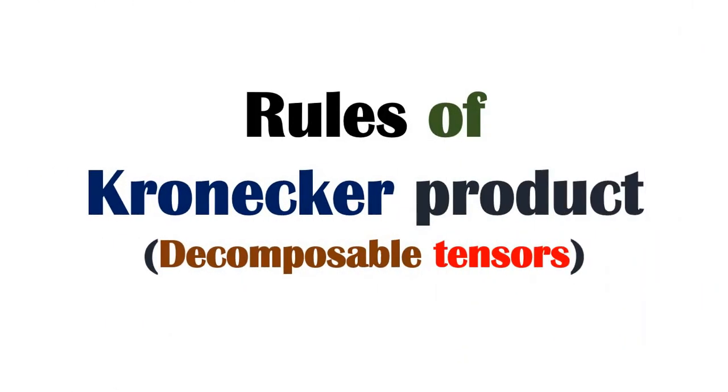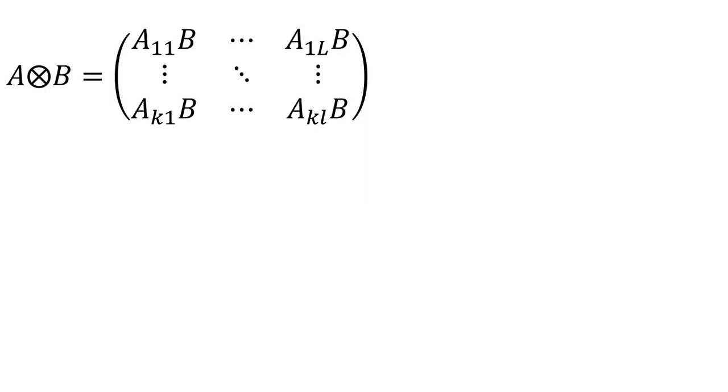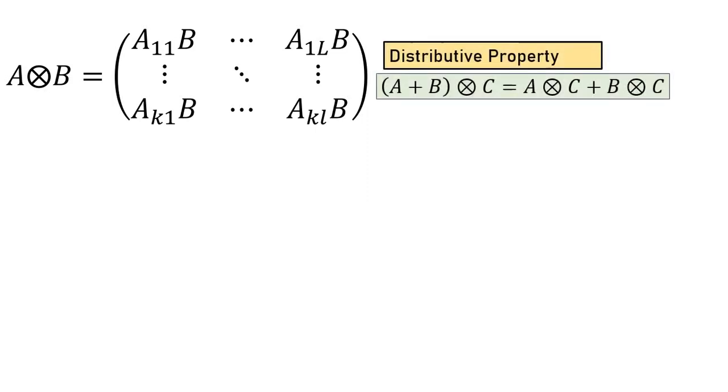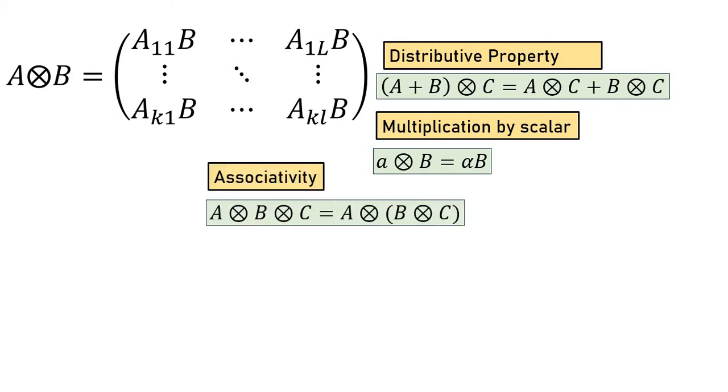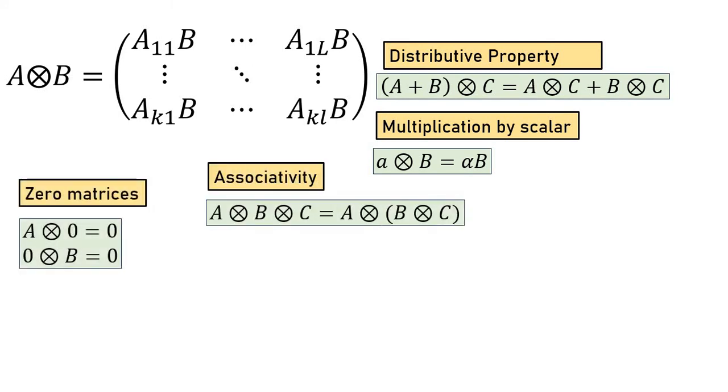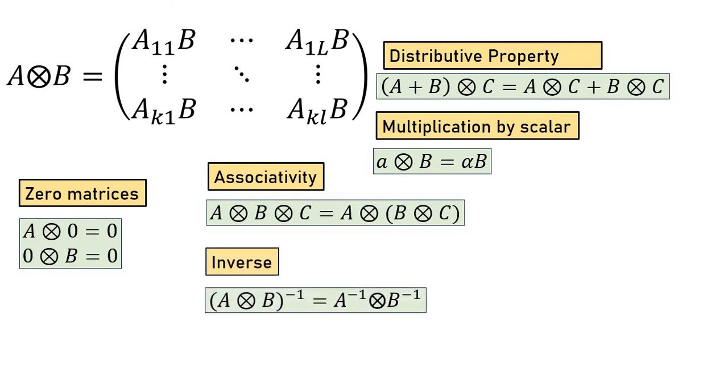Right? So just before we wrap up, quick rules on the Kronecker product or the decomposable tensors. If we take a block matrix like this, then the distributive property follows, which I don't need to explain. If we take alpha as the scalar which we have taken earlier, then the multiplication of scalar rule follows, the associativity rule follows, the zero matrices rule follows, also the inverse rule follows. Inverse rule, I think it's quite easy to understand.